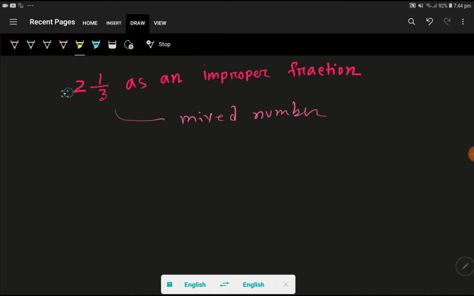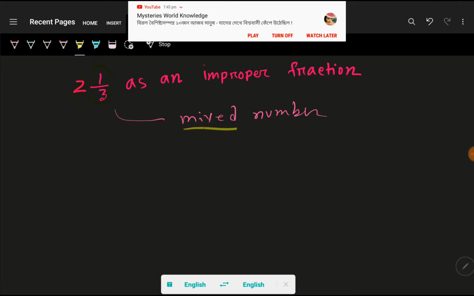The first one is the whole number part. This is the whole number part. And the second part is a fraction. Here, 1 over 3 is the fraction part, right? So every mixed number has two parts. One is the whole number part, another is the fraction part. Okay.